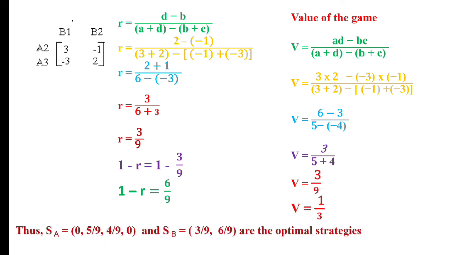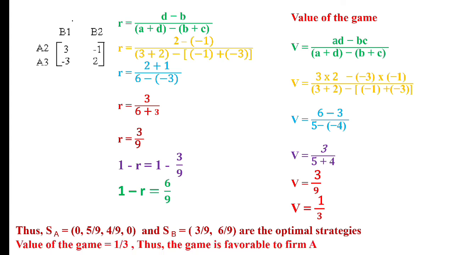Then we'll come to the strategies of A. We'll get 0, 5 by 9, 4 by 9. Then 3 by 9, 6 by 9. This is the strategies for player A and player B. This is the format we'll get. Then the value of the game is positive, so the game is favorable to player A.